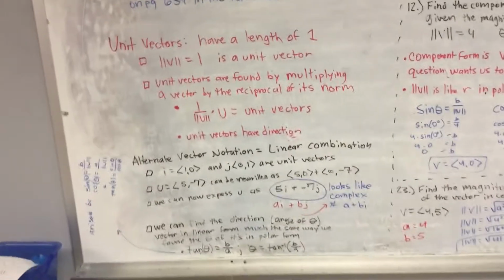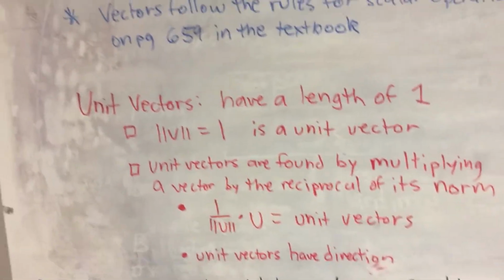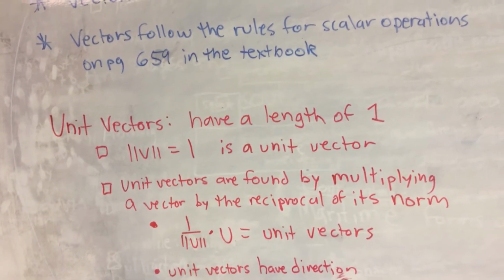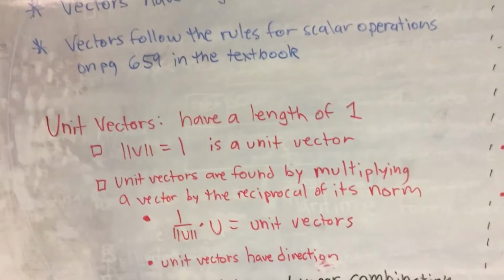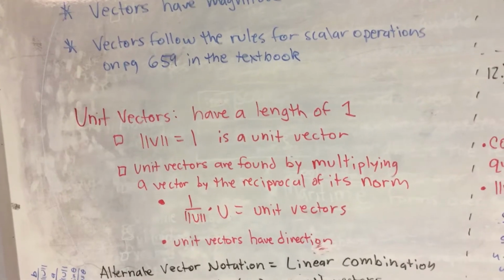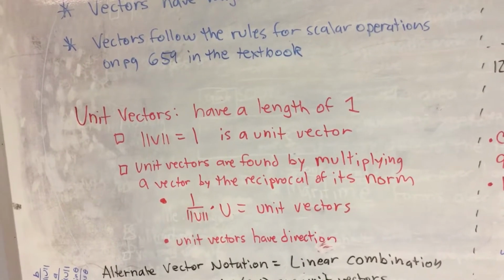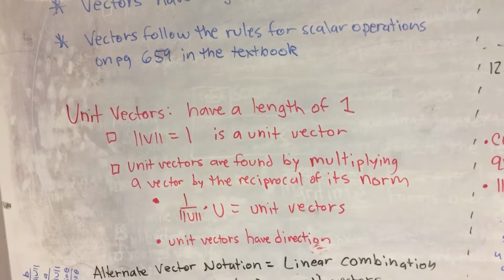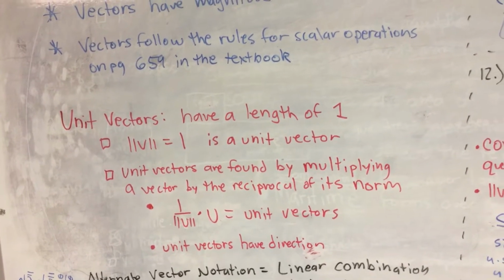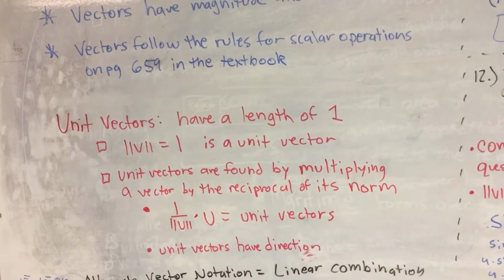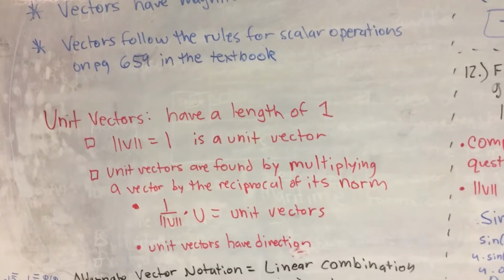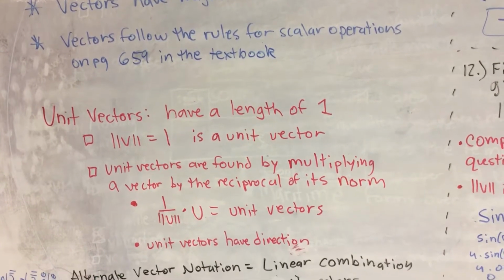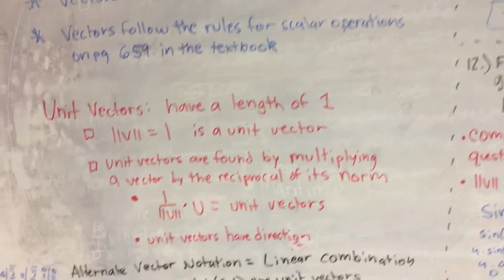The new material today, the first is about unit vectors. Unit vectors have a length of 1. They will still have a direction, and the direction of a unit vector will relate to the vector it came from. Remember that the double lines on either side of a vector mean that it's the norm, which is very similar to the modulus, or r. Unit vectors are found by multiplying a vector by the reciprocal of its norm. We'll go over a problem like that later.